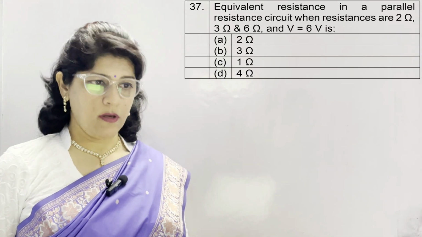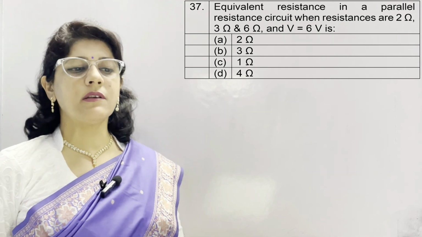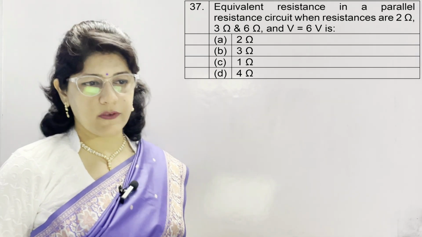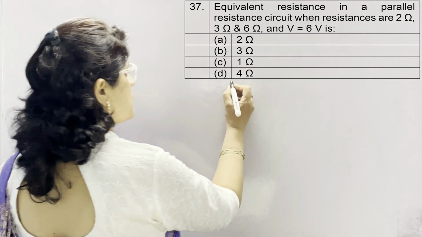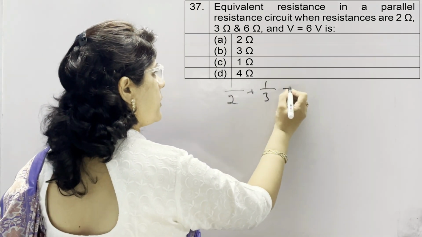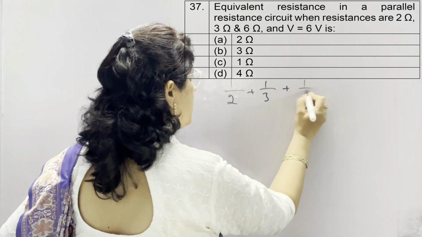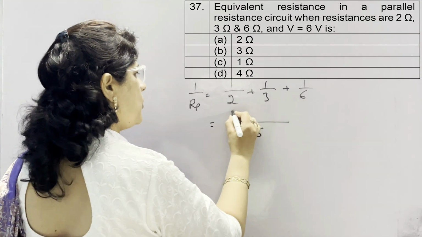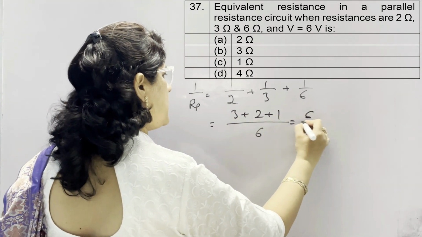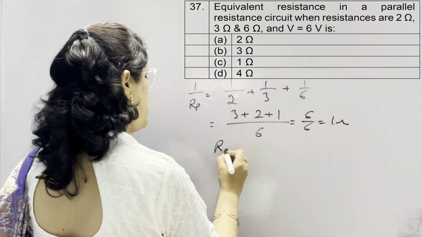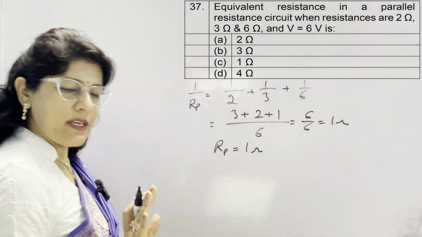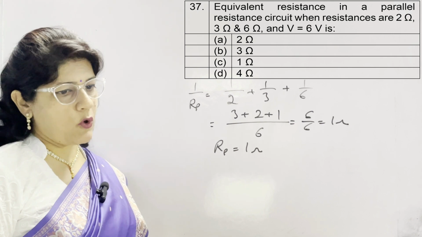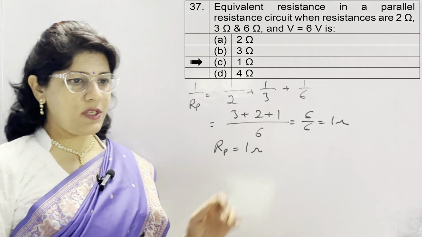In question number 37, equivalent resistance in a parallel resistance circuit when resistances are 2 ohm, 3 ohm and 6 ohm and voltage is 6 volt, equivalent resistance they have asked to calculate. So values are 2 ohm, 3 ohm and 6 ohm. So 1/Rp is equal to all these three. LCM is 6, 3, 2, 1, 6/6. It means 1 ohm. So equivalent resistance is 1 ohm. Voltage extra दी गई है आपको कंफ्यूज करने के लिए. A option is 2 ohm, B is 3 ohm, C is 1 ohm and D is 4 ohm and the correct option is C which is 1 ohm.